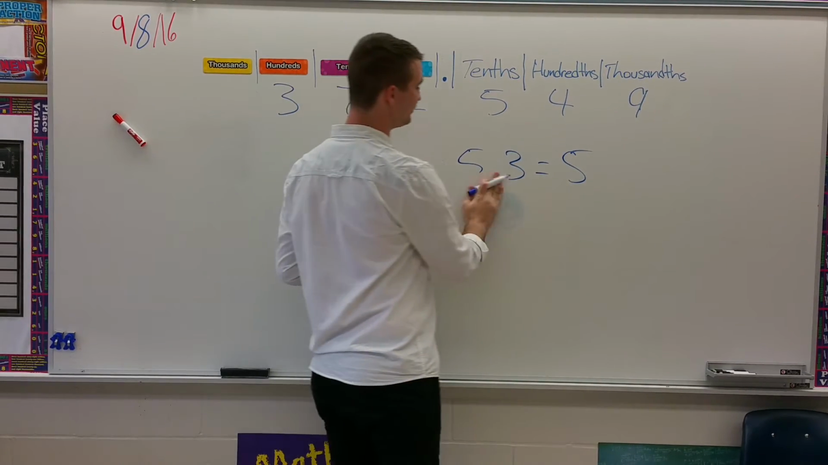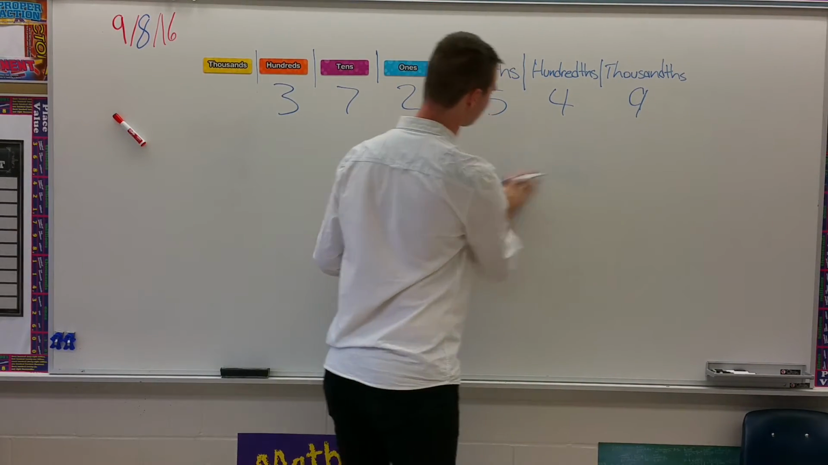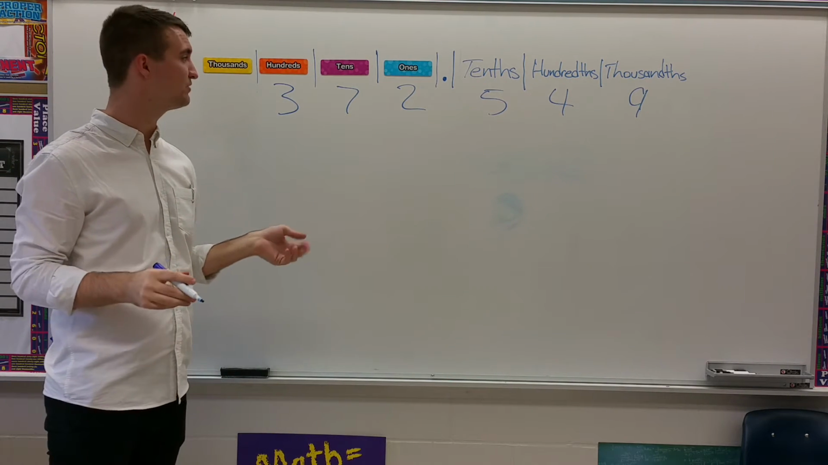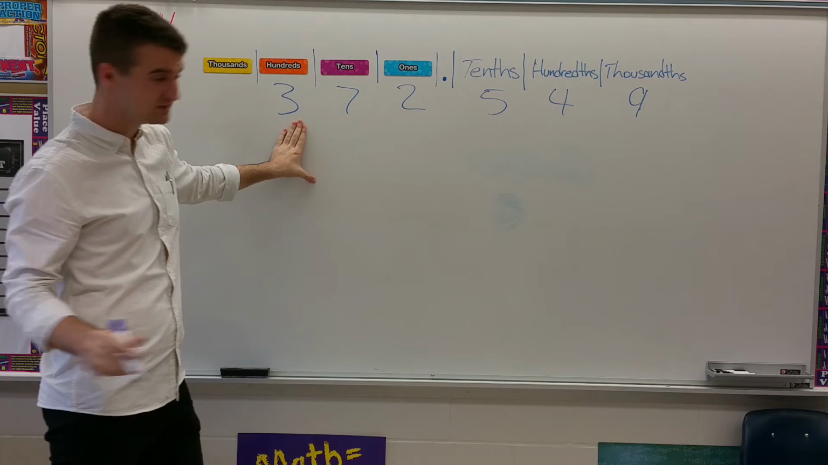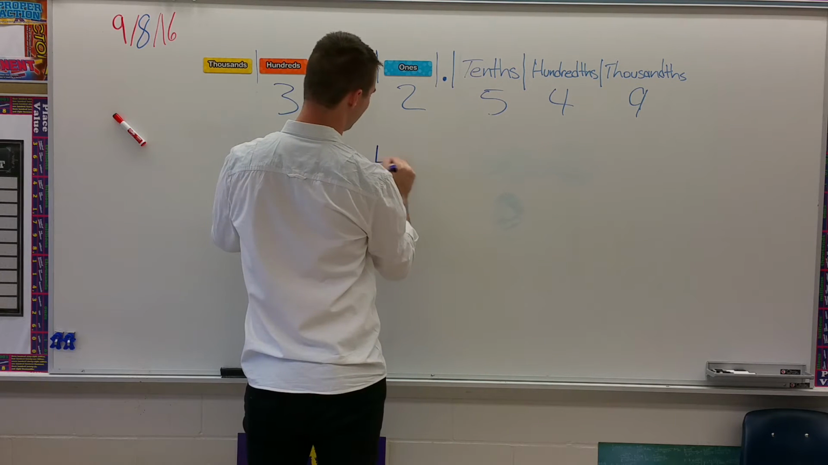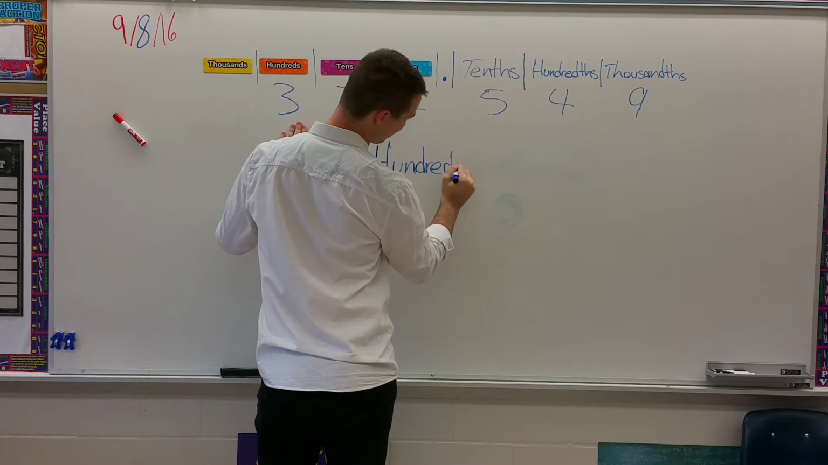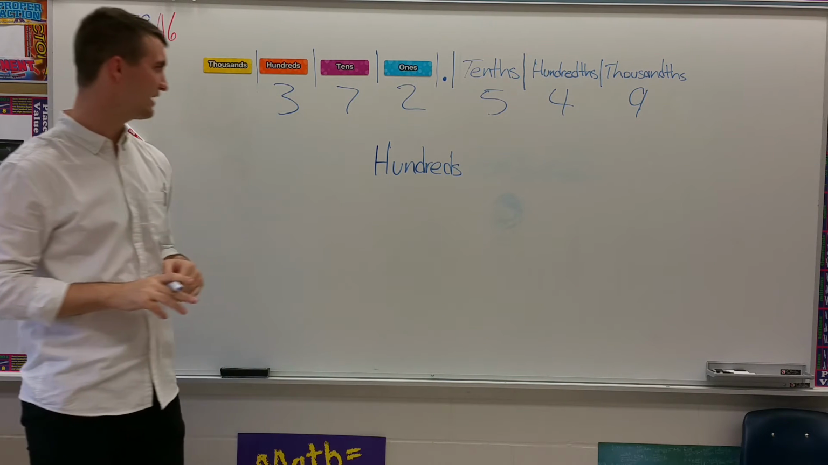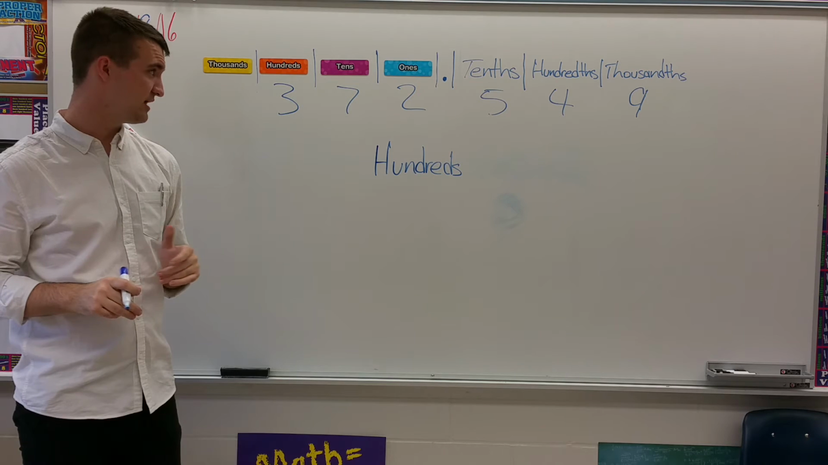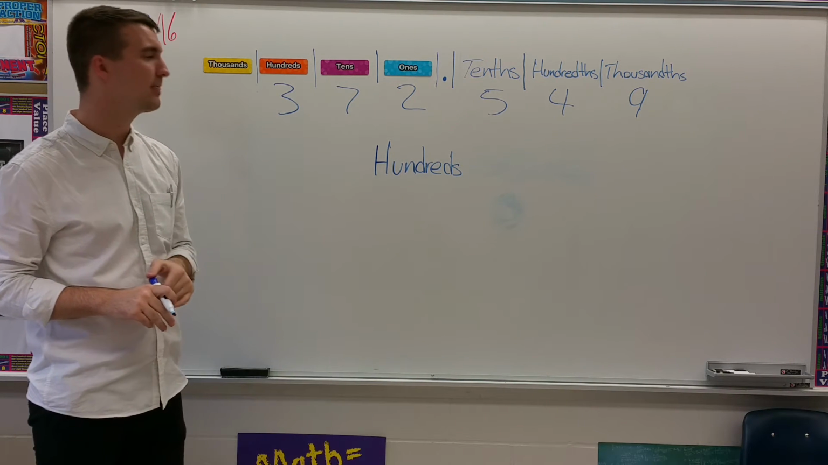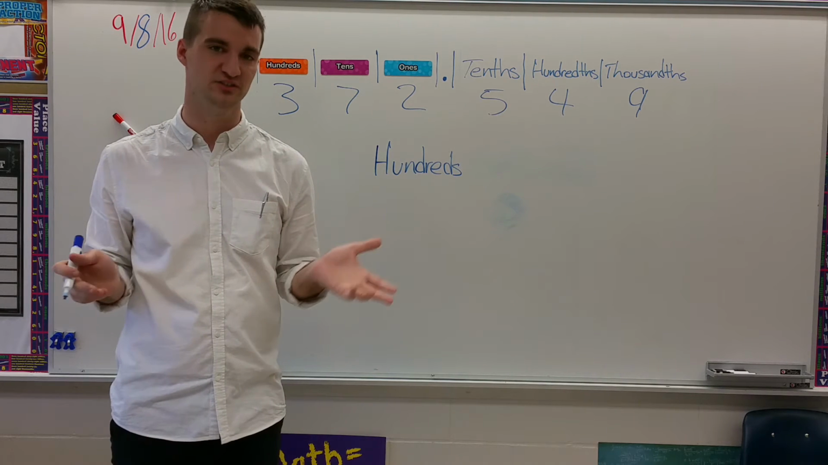Okay? So what we're going to do is take this number right here and round to several different places. We're going to start with our hundreds. So we're going to look at the number 372 and 549 thousandths, and we're going to ask, what is this close to? 372. What is the nearest hundred?